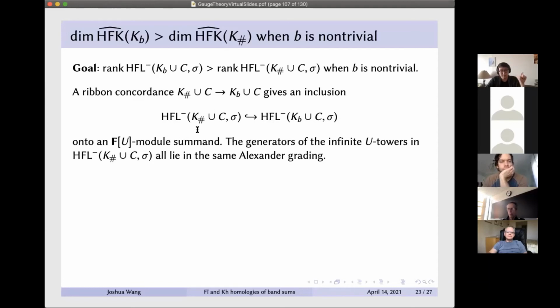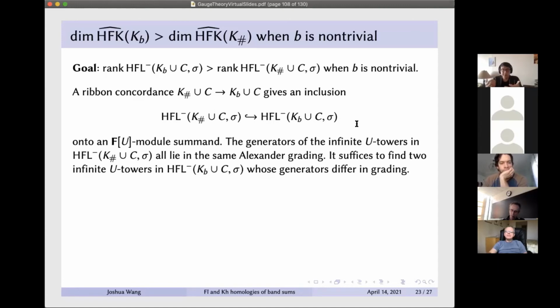And so the images of these infinite U towers will also all start in the same Alexander grading. So if you want to find an infinite U tower that does not lie in the image, it suffices to find two infinite U towers whose generators start in different gradings. If you find two such towers, then at least one of them is not in the image of this map.